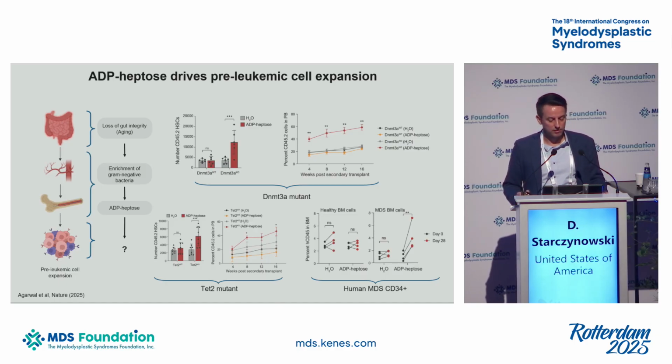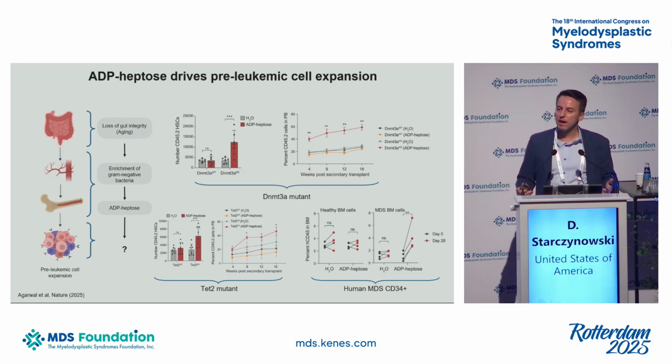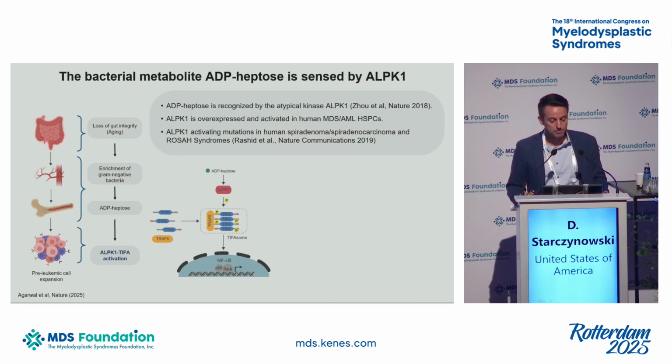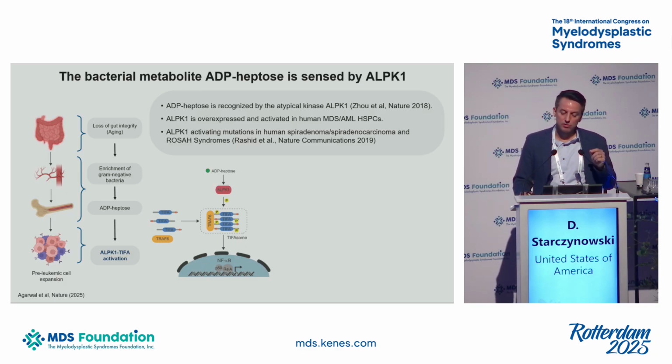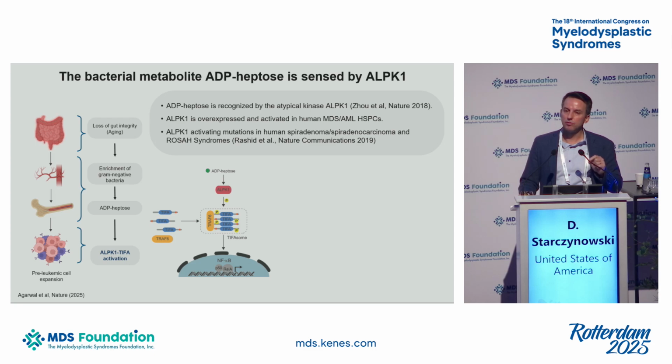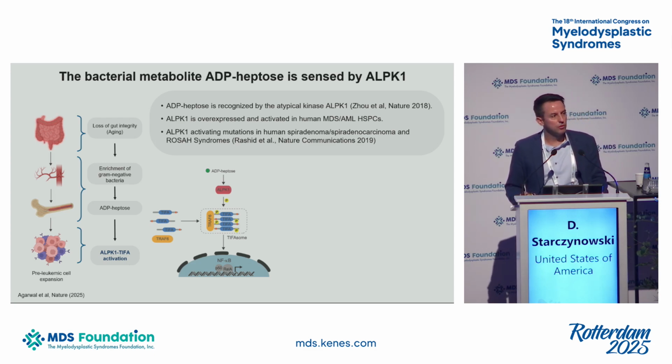So ADP heptose is one of the key mechanisms, that byproduct from the gram-negative bacteria that drives the expansion of these pre-leukemic cells. So how does ADP heptose drive the expansion of these cells? What is the molecular basis for this? ADP heptose is recognized by what's thought to be a single mammalian kinase receptor, an atypical kinase called ALPK1. This was shown by a seminal study a few years ago by Zhao et al.